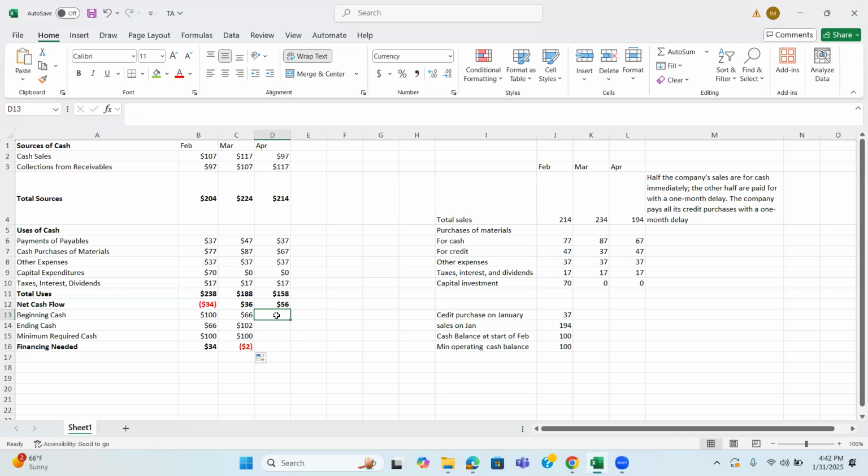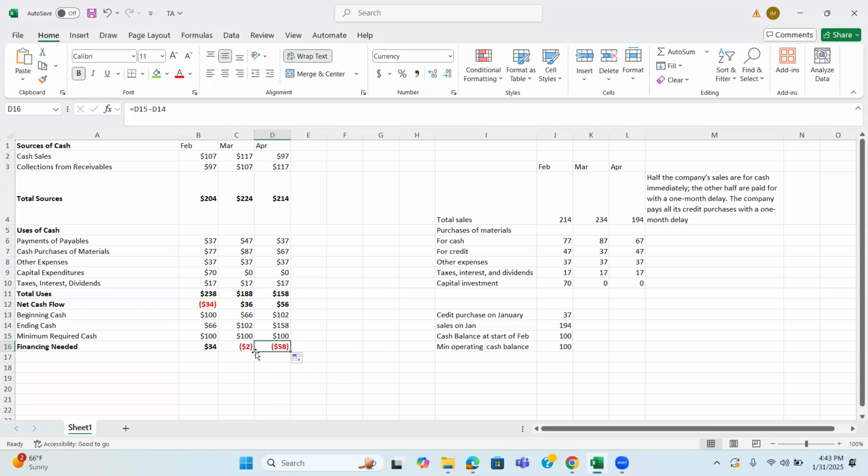Okay. So here, your ending cash was 102, which will be the beginning cash for the month of April, right? So your beginning cash should be 102, and your net cash flow is $56. So your ending cash should be the summation of your beginning cash and your net cash flow. So 158, and your required amount is 100. So the difference is 58. So you have a surplus.